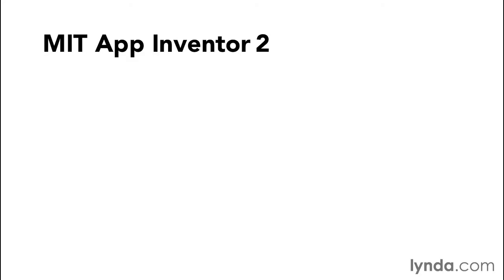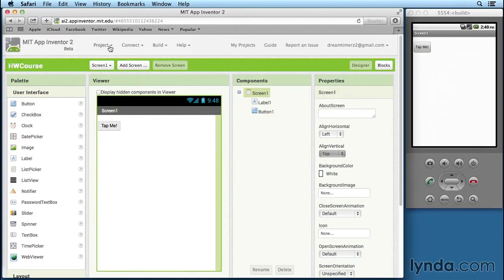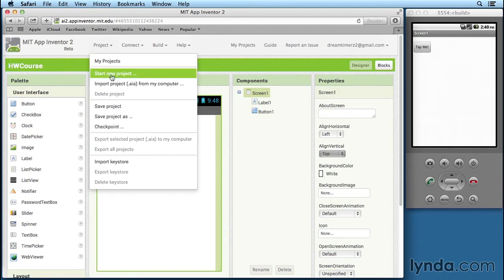In order to fully understand how to use MIT App Inventor 2 to build an app, we're going to take a look at the designer, the controls, and the block editor. So first up, let's look at the designer. A new project: you go to the project menu here and select Start New Project.